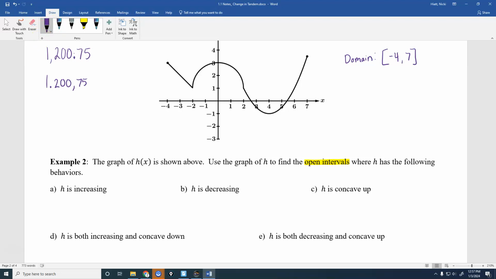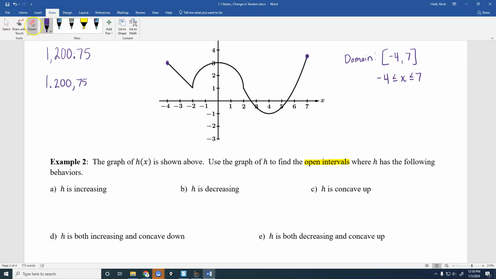The reason that we use brackets on this one is because you have closed dots right here. And that means we're including those endpoints, right? If we were to write this with inequality notation, it would be -4 less than or equal to x less than or equal to 7. We would put the or equal to's with those less than signs because we're including those points on the end. So if I were wanting to know this domain, then I would use this.